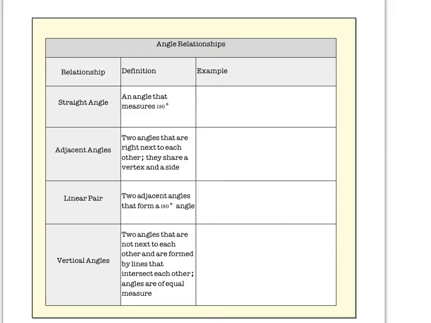Straight angle, you might recognize this. We've actually already talked about straight angle. A straight angle, remember, basically looks like a line. So maybe like this, where you have 3 points, perhaps A, B, and C. And this angle right here, angle ABC, is a straight angle. A straight angle measures 180 degrees.